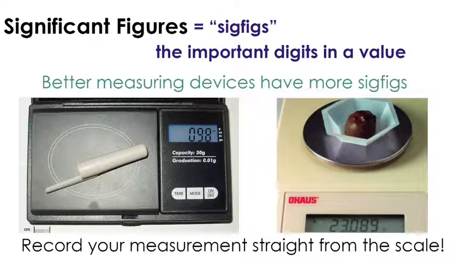And in terms of measuring and taking measurements, when we read numbers off of a display like this, you need to make sure you record your measurements straight from the scale. Just read it off, never ever round a measurement that you're taken or given like this.